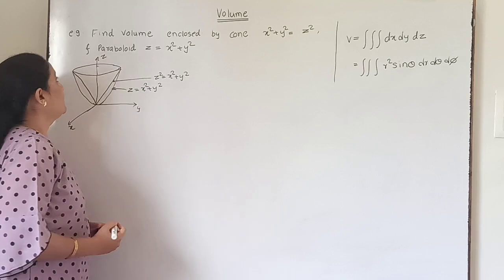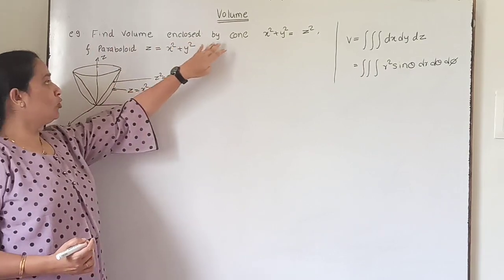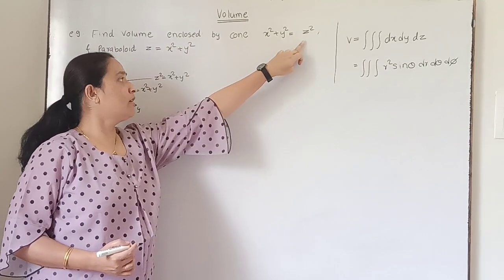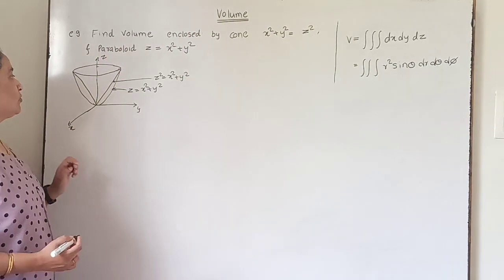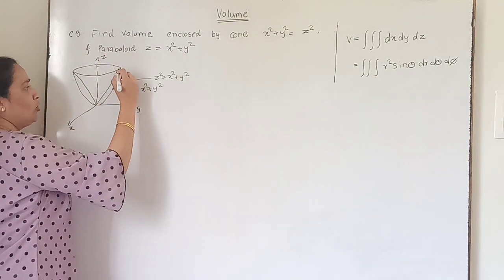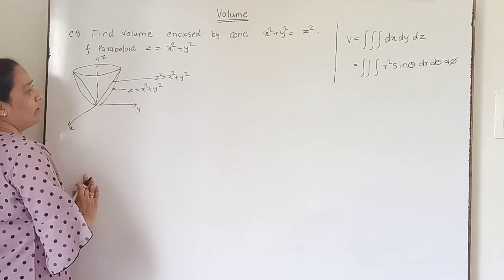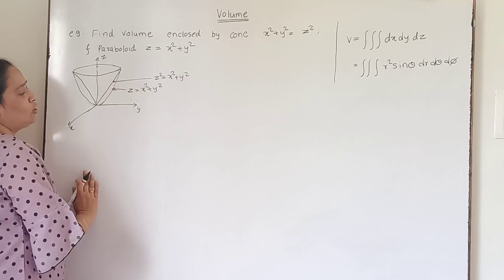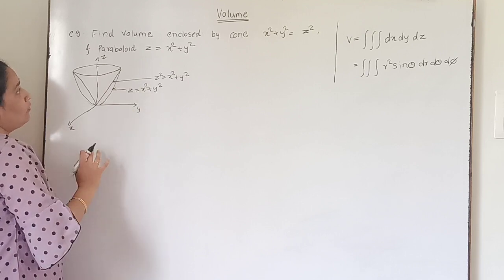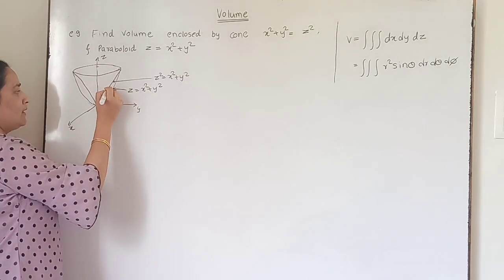I will take the second example. Say, find the volume enclosed by the cone x square plus y square equal to z square and the parabola z is equal to x square plus y square. So this is the cone z square is equal to x square plus y square, and this is the parabola z is equal to x square plus y square. We want to find the volume which is enclosed by this.